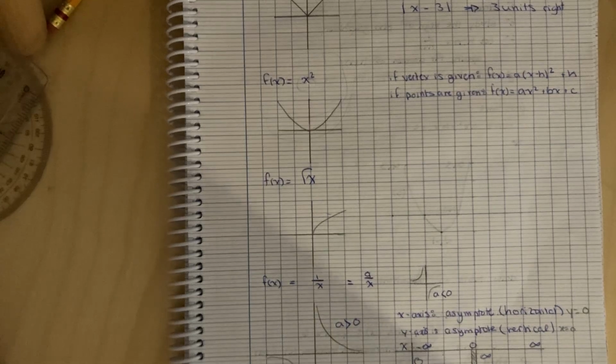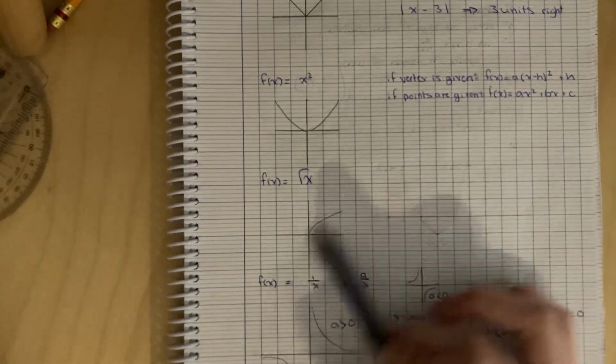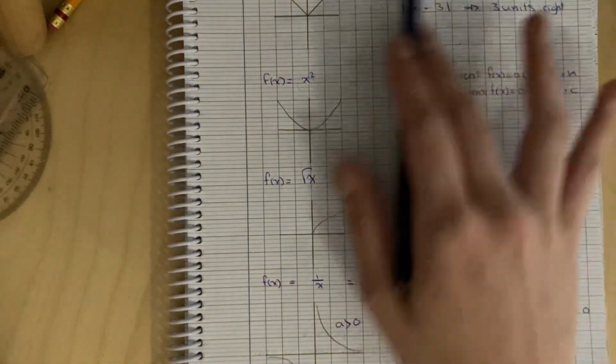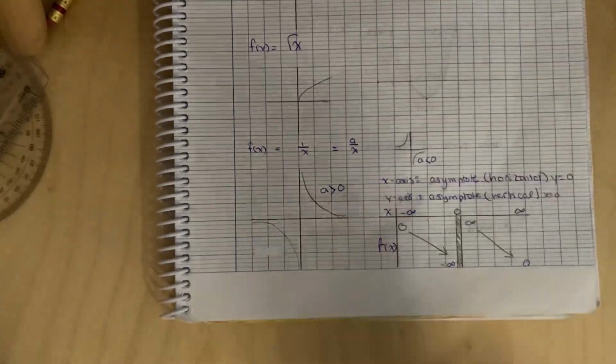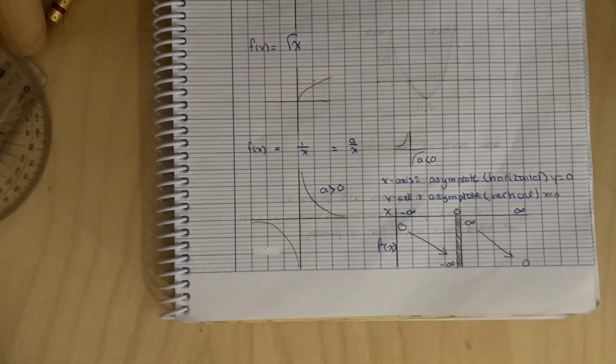Radical, this one barely worked in, but it goes up, and of course the same rules apply to it as the parabola and the absolute value one. Now a hyperbola is 1 over x, or a over x.